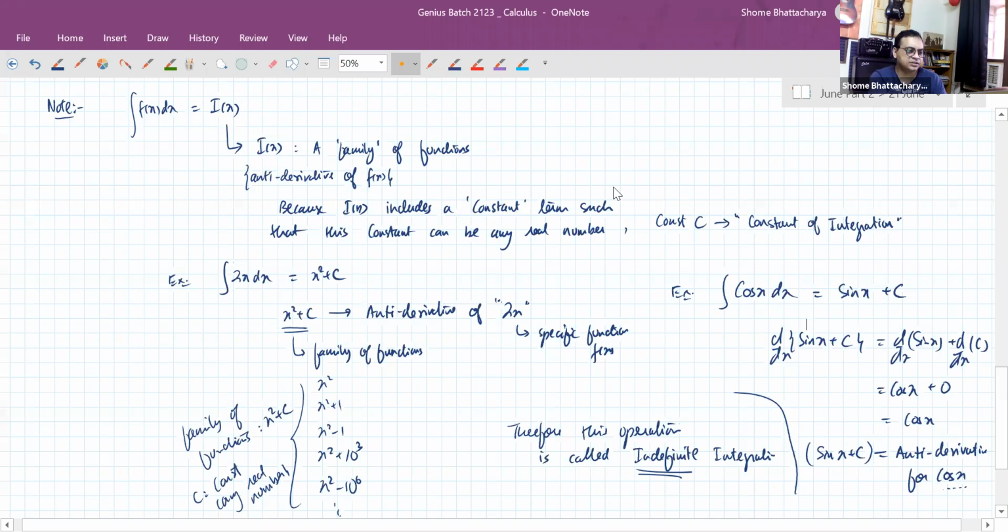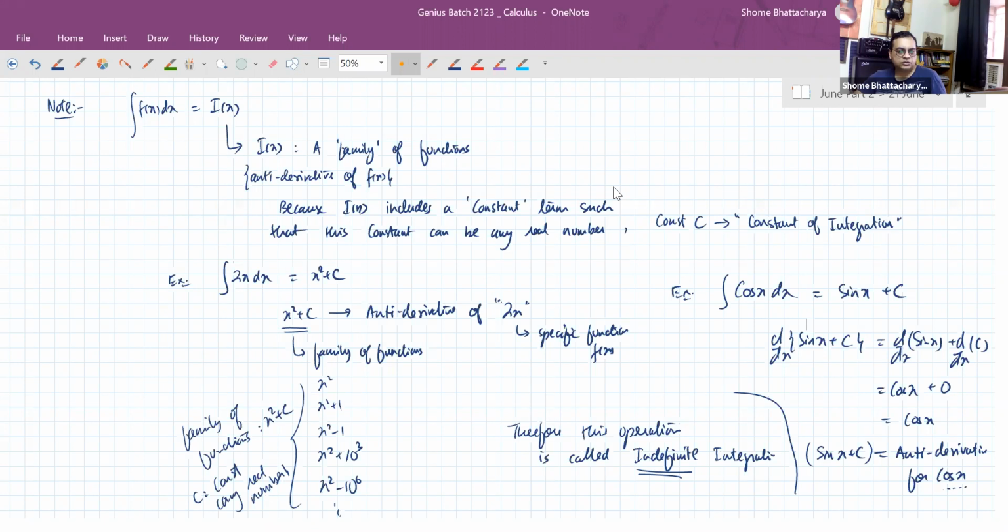Because as you can understand, sin x is not the only function whose derivative is cos x. Sin x plus any other constant term will also give you a derivative of cos x. So that means the antiderivative of cos x is the general family of functions sin x plus c, where c is any constant term. So this is the logic of why it is called indefinite integration. And of course, there is another operation also called definite integration, and we'll come to that.